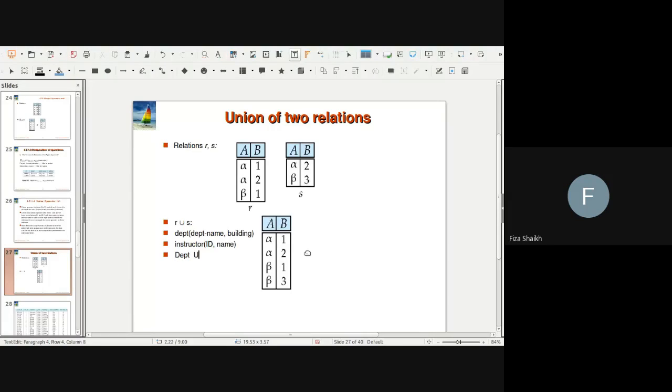Respective domain is different, ma'am. Yes, respective domain is different. ID is of type integer value, and also name I cannot combine with the building.